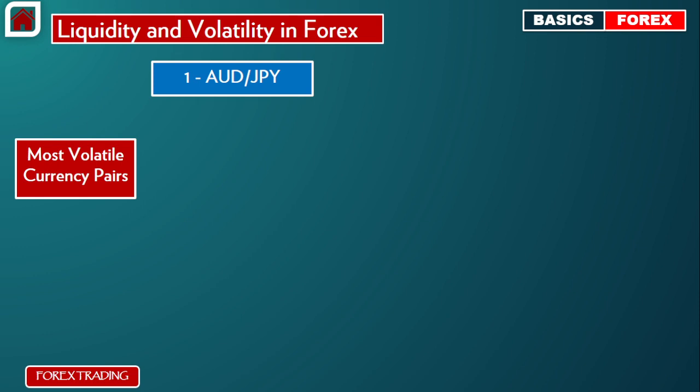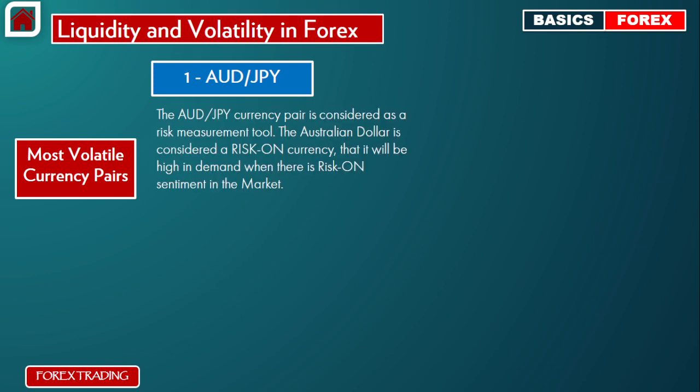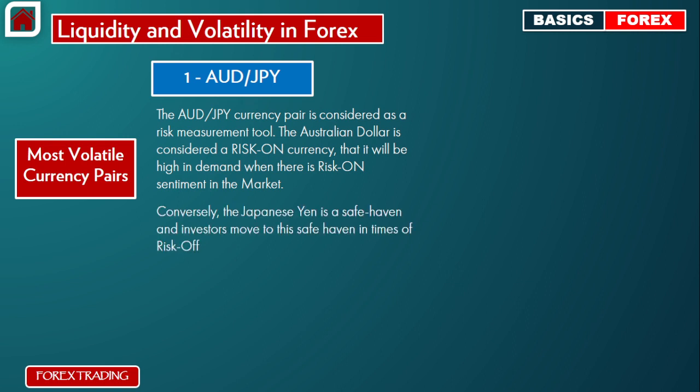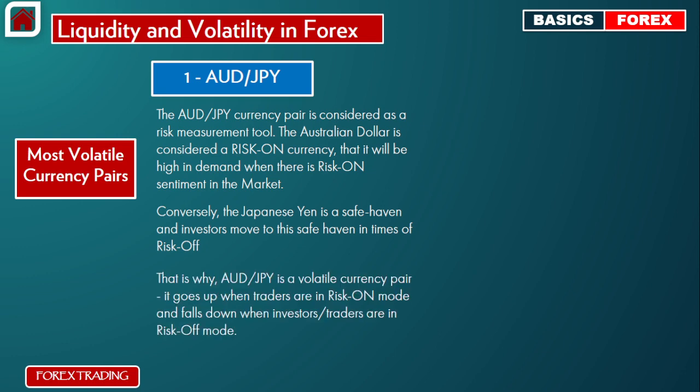We have number one, AUD JPY, Australian dollar. The AUD JPY currency pair is considered a risk measurement tool. The Australian dollar is considered a risk on currency, that it will be in high demand when there is risk on sentiment in the market. And conversely, the Japanese yen is a safe haven currency, and investors move to this safe haven in times of risk off. So that is why AUD JPY is a volatile currency pair. It goes up when traders are in a risk on mode and falls down when investors or traders are in a risk off mode. Second, we have GBP, Great British Pound, and a Canadian dollar.